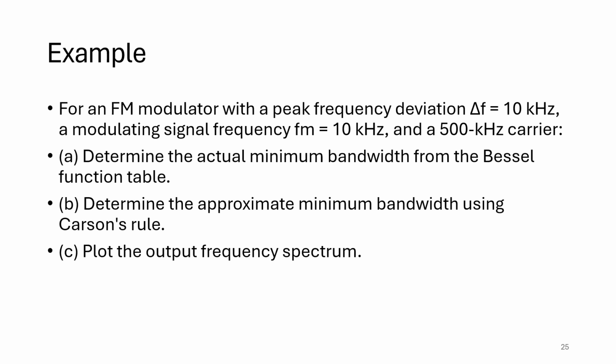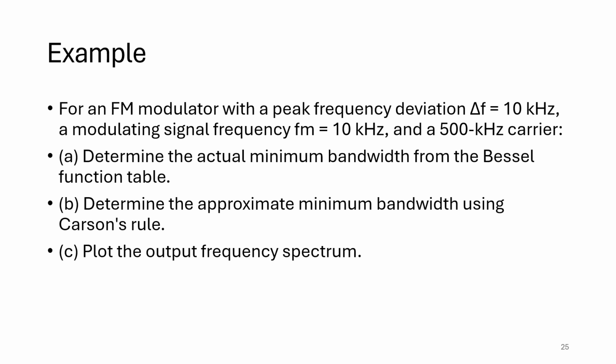So let's take this as an example. For an FM modulator with a peak frequency deviation delta f equal to 10 kilohertz, a modulating signal frequency of 10 kilohertz, and a 500 kilohertz carrier, determine the actual minimum bandwidth from the Bessel function table.